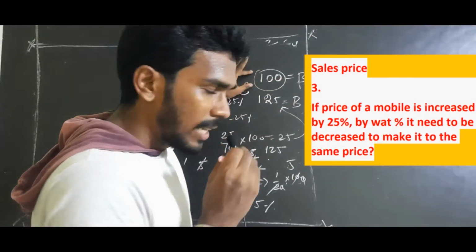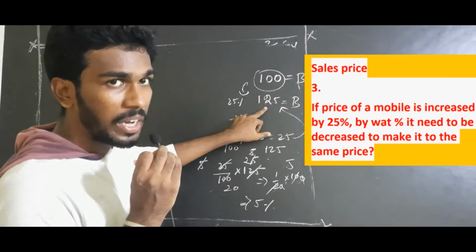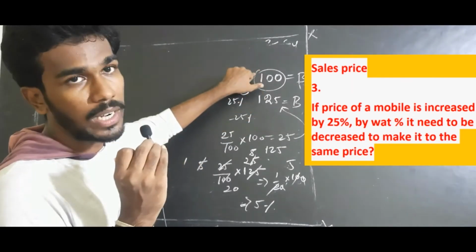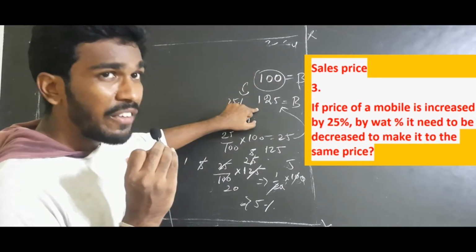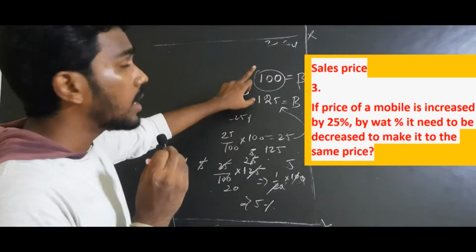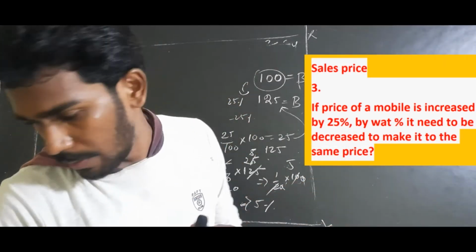So initial rupees is 100. After increasing 25%, I get 125. If you minus 25% from this 125, it will never bring it to 100, because 125's 25% is not going to make it 100. Okay. Now see how to tackle this sum.